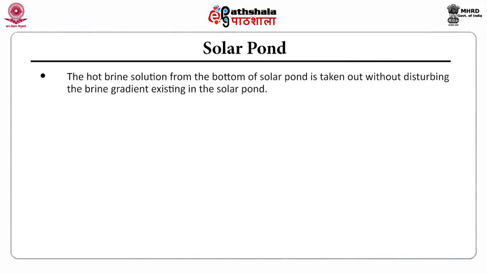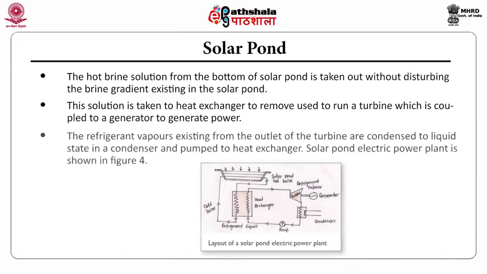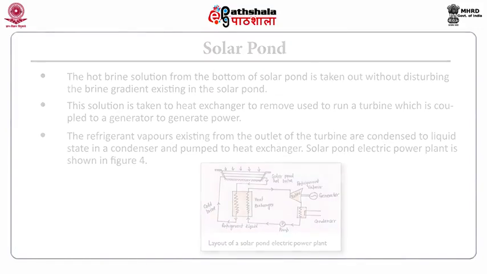The hot brine solution from the bottom of the solar pond is taken out without disturbing the brine gradient existing in the solar pond. This solution is taken to a heat exchanger to run the turbine, which is coupled to a generator to generate the power. The refrigerant vapors exiting from the outlet of the turbine are condensed to liquid state in a condenser and pumped to the heat exchanger. The solar pond electric power plant is given in this figure.